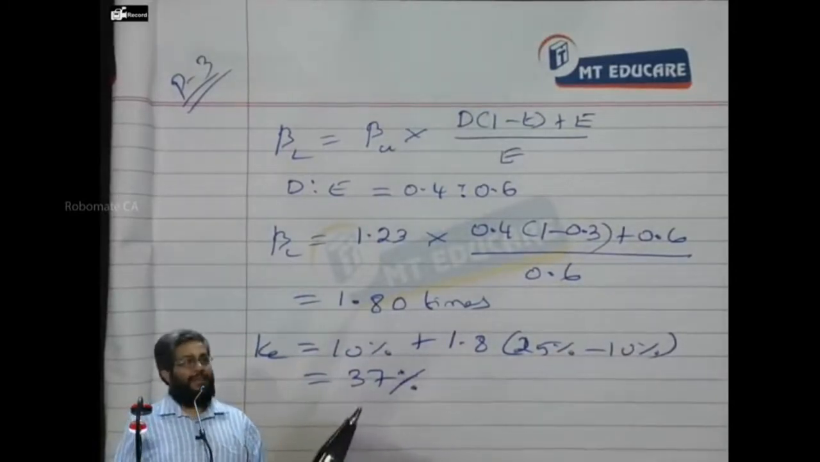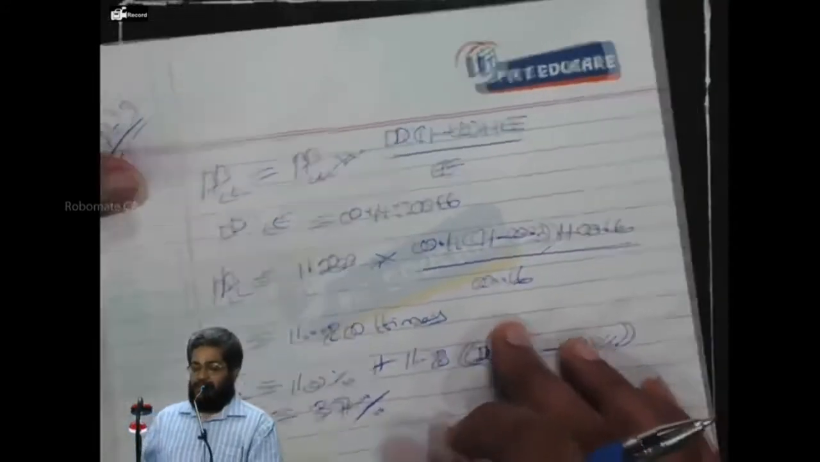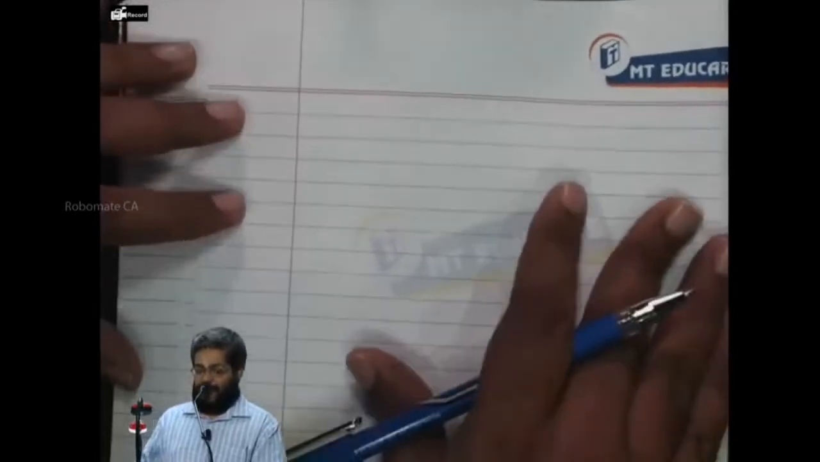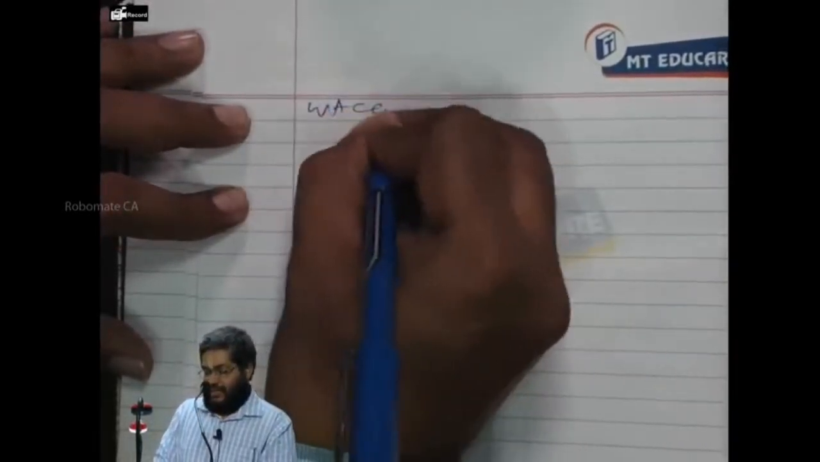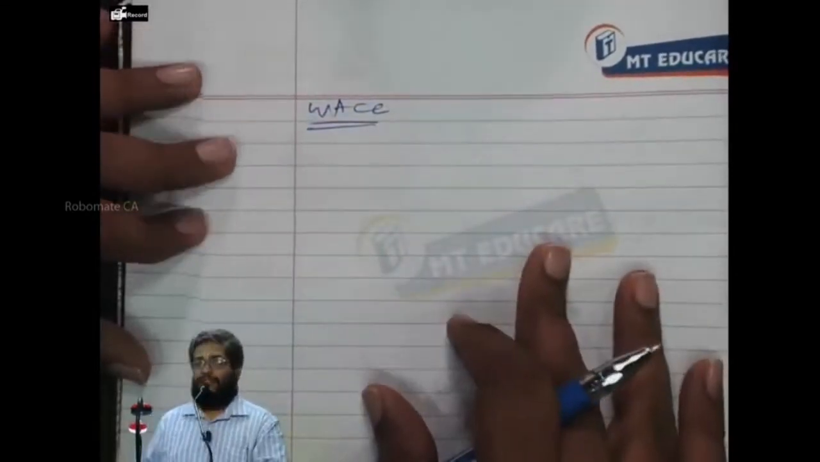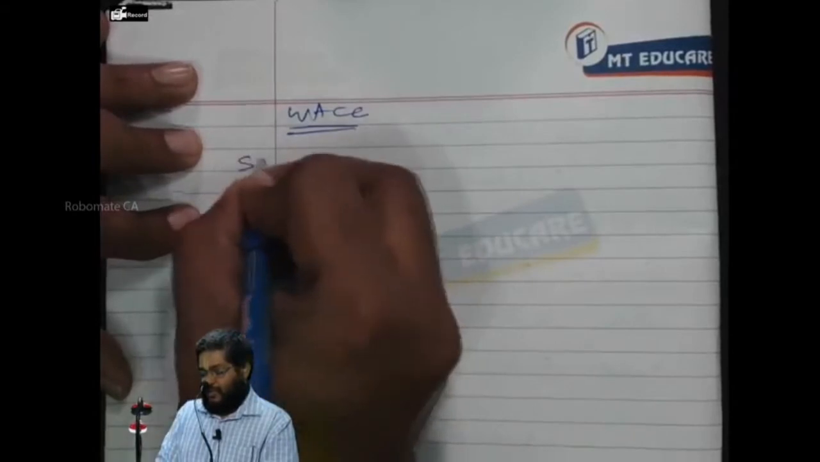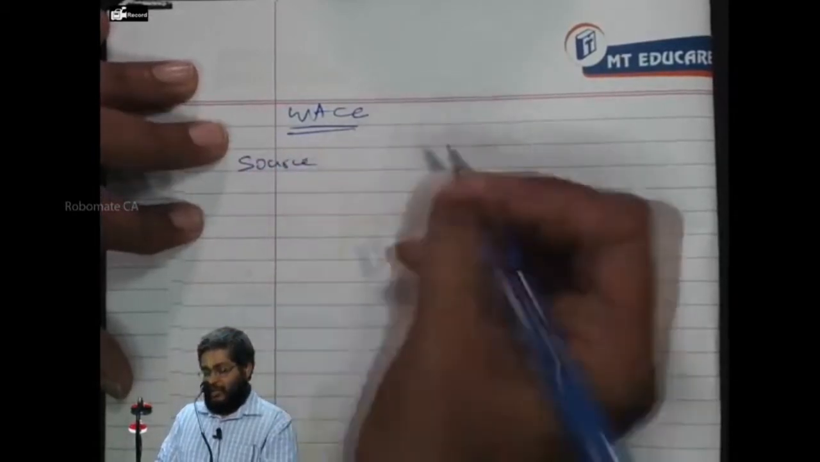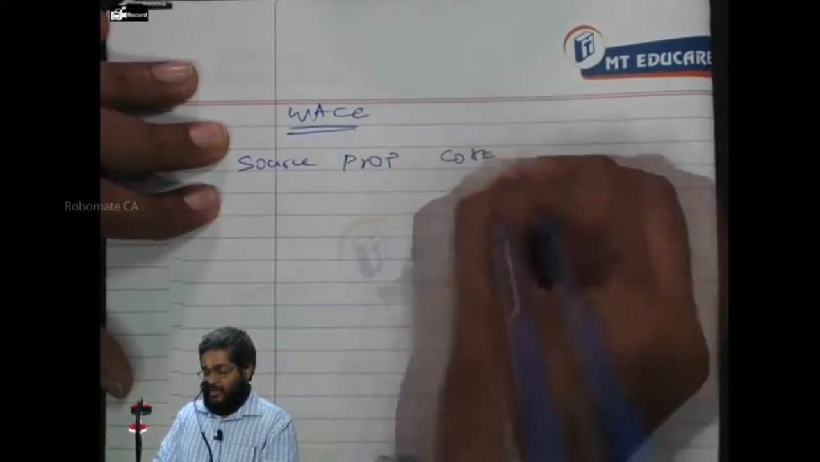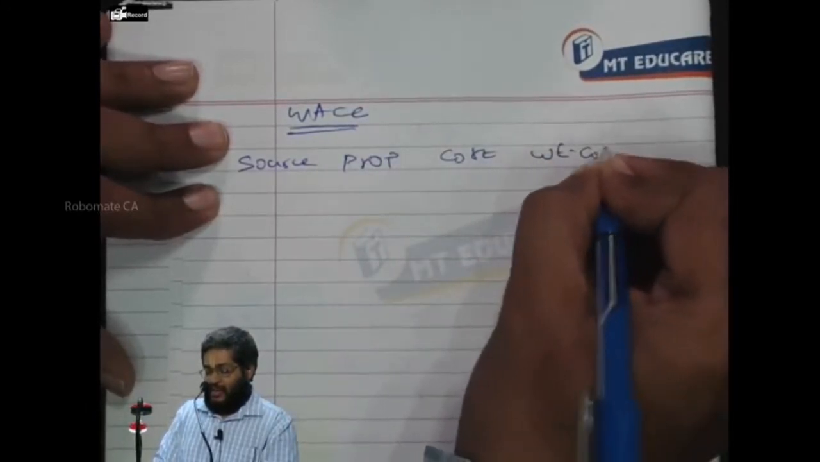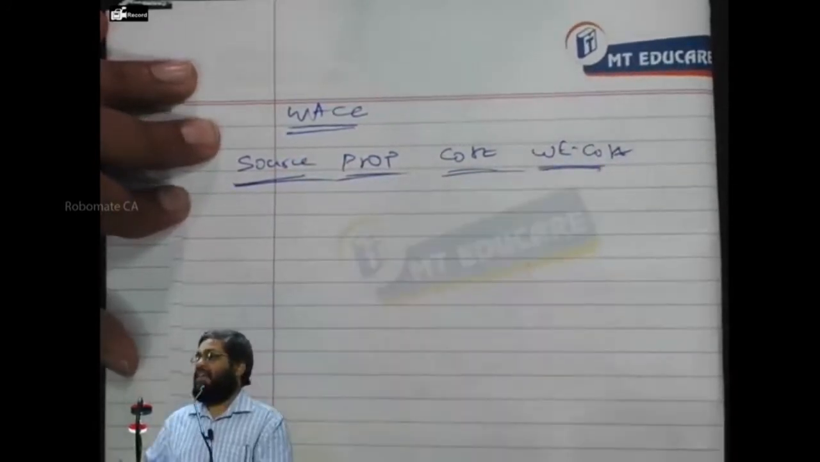Okay, next, step 4: calculation of WACC, the weighted average cost of capital. Tell me the columns. What are the columns here? Source, proportion, cost, and then weighted cost.